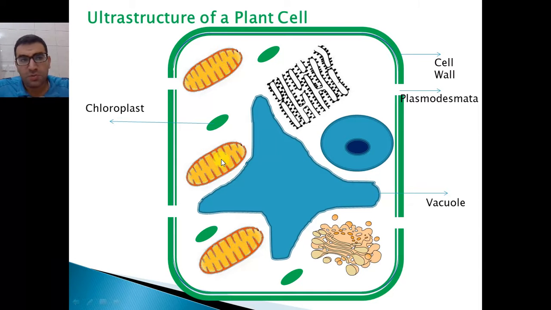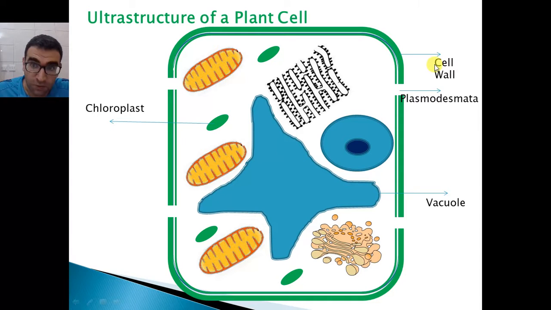Now, as I talked about before, the first visualized difference, a very clear difference between the plant cell and the animal cell, is that the plant cell is very large compared to the animal cell. So the plant cells have a relatively much larger size than the animal cells. And if you remember, the plant cell has extra structures.